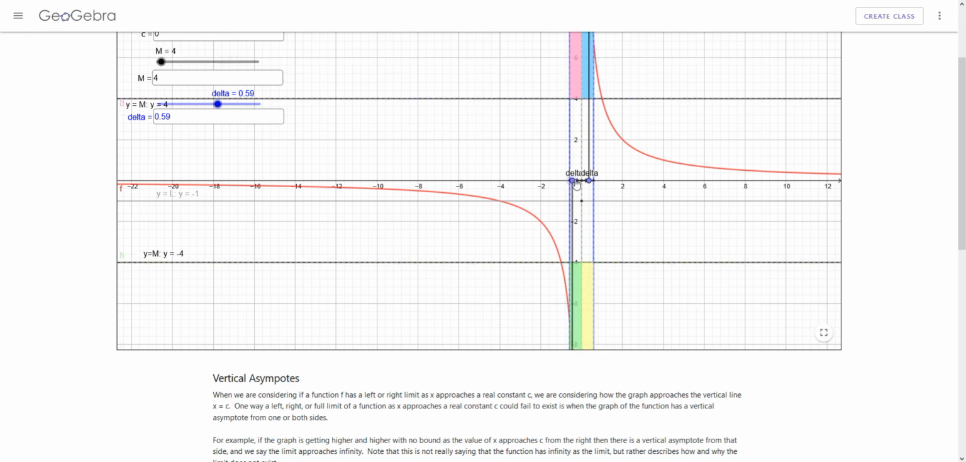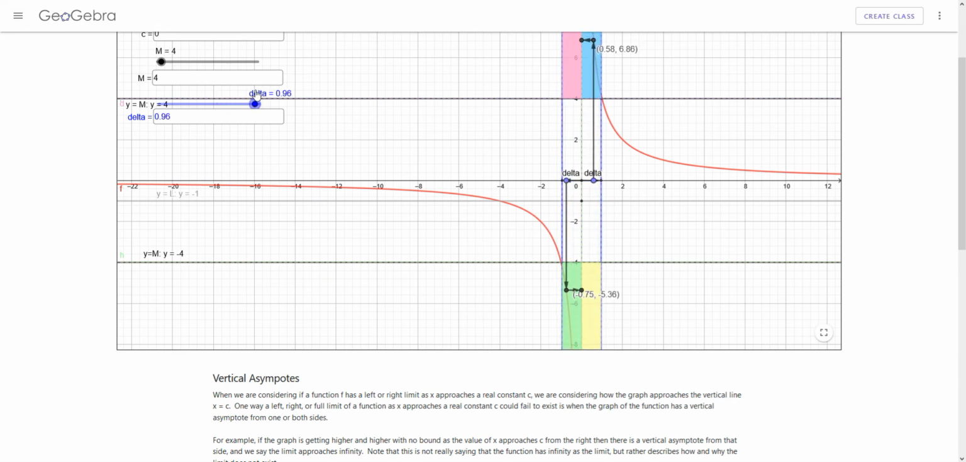But this time we look at this point here for what's happening on the left, and we see that all the y's are down here below that horizontal line. In fact, we could have gotten by with a bigger delta, probably right about there where these two cross. And from there on out, any x's that we pick here will give us y's that are below that line y equals minus m. And so that's formally how we define what's meant by a vertical asymptote, or these one-sided limits going to infinity or minus infinity.